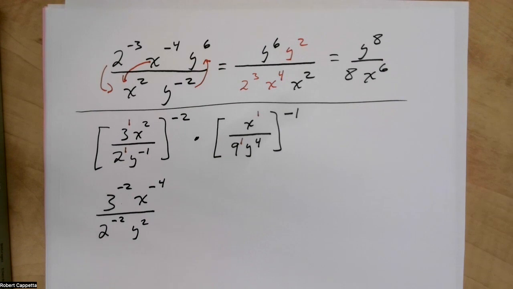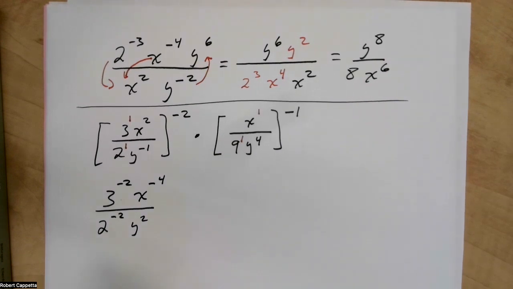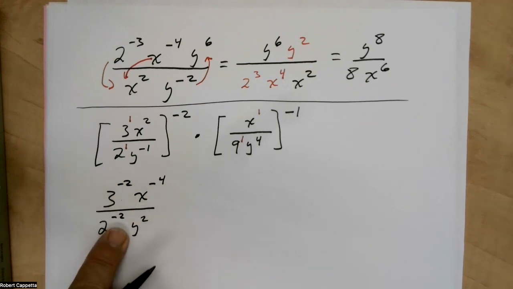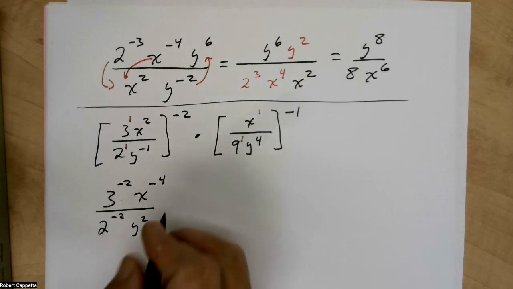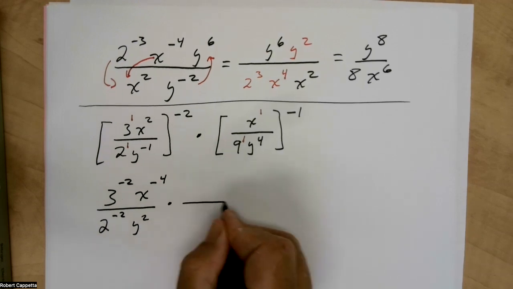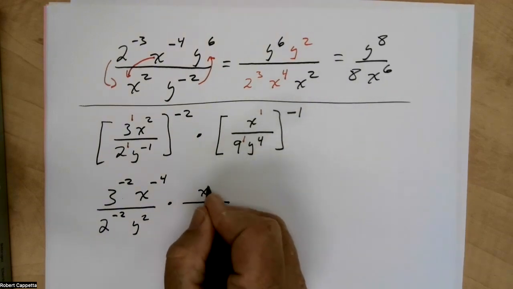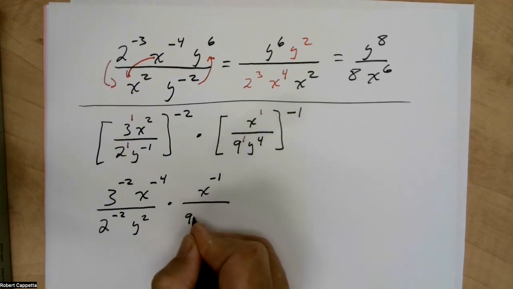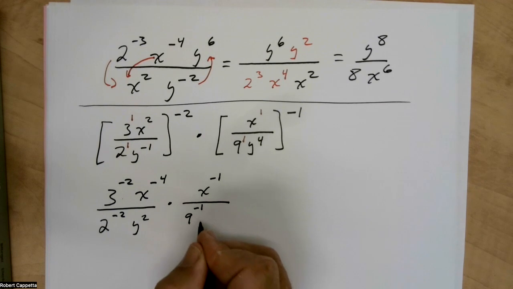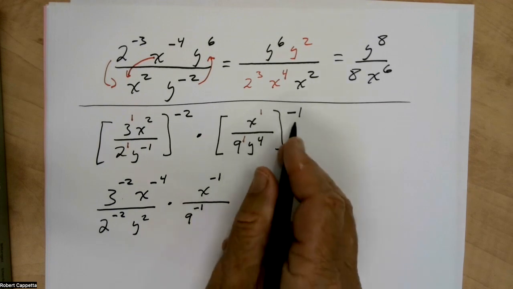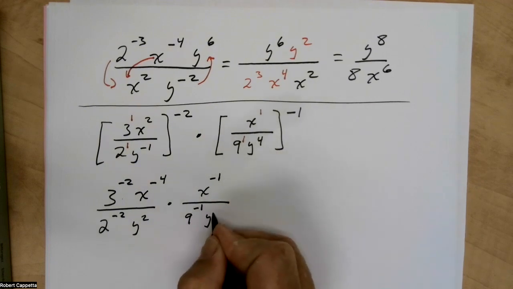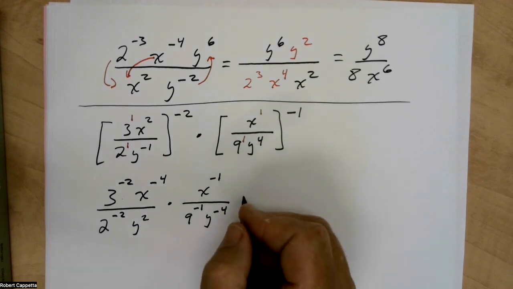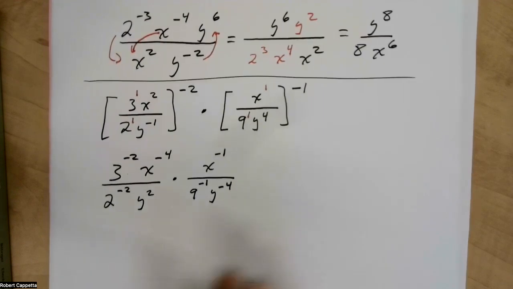Do a quick mental check to make sure I haven't made an error. 1 times negative 2, negative 2. 2 times negative 2, negative 4. 1 times negative 2, negative 2. Negative 1 times negative 2, positive 2. On the right, x to the 1 times negative 1, that's x to the negative 1. 9 to the 1 times negative 1, that's 9 to the negative 1. Y to the 4 times negative 1, that's y to the negative 4. Okay. What moves now?